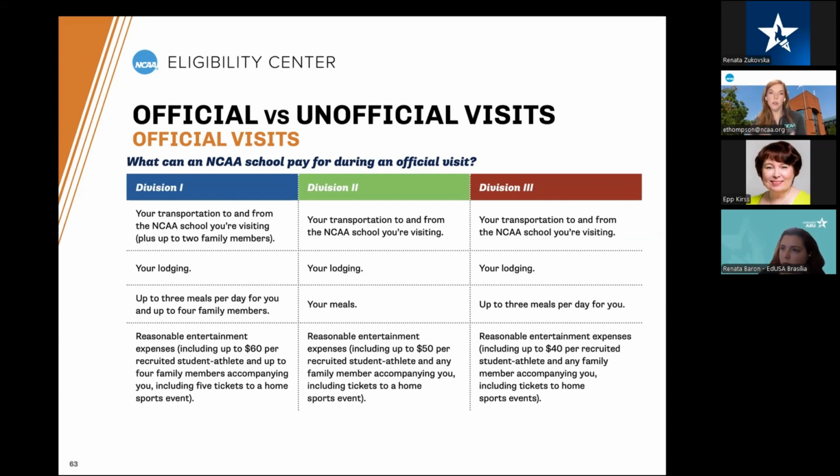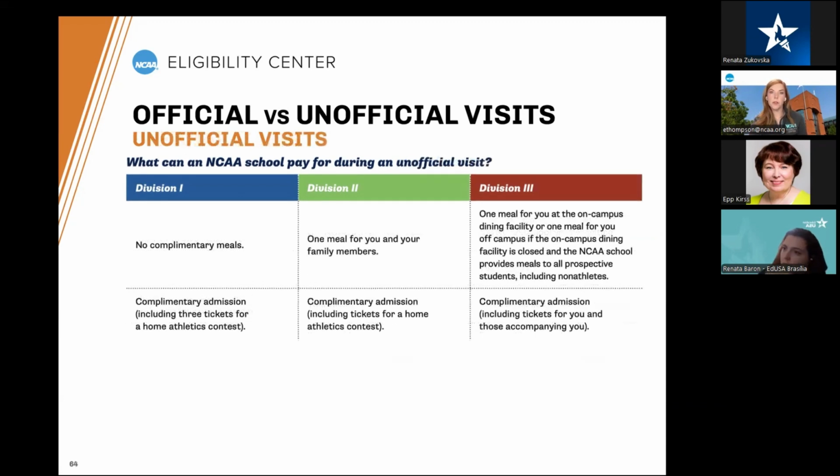And then these are just a resource that tells you what, based on the division, they're able to offer to you in an official visit. And those vary from division to division. So if you're thinking, wow, this Division II school didn't offer me as much as Division I, it might be because the rules are different for the different divisions.